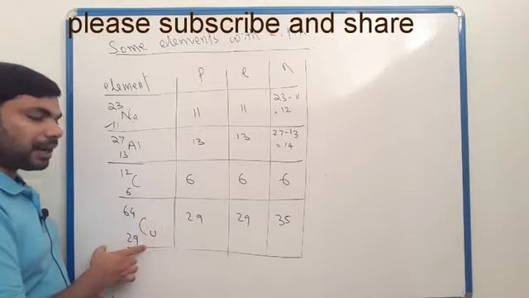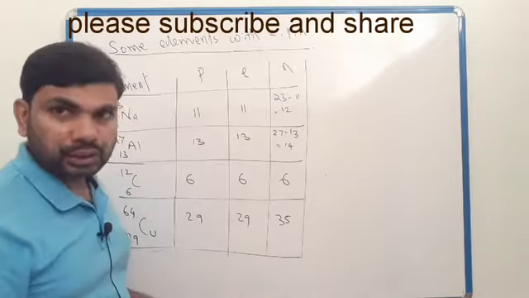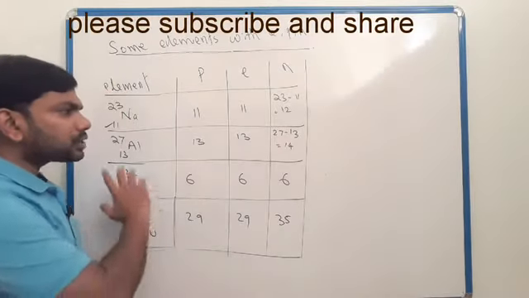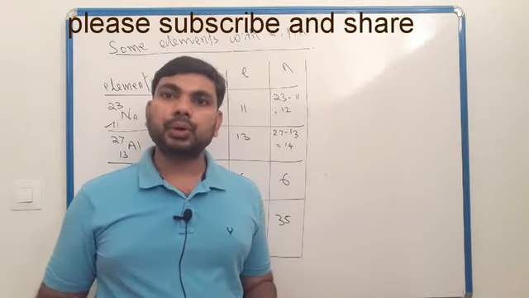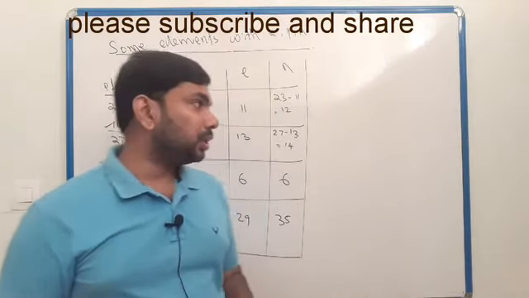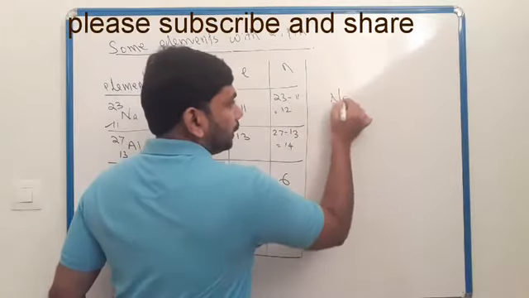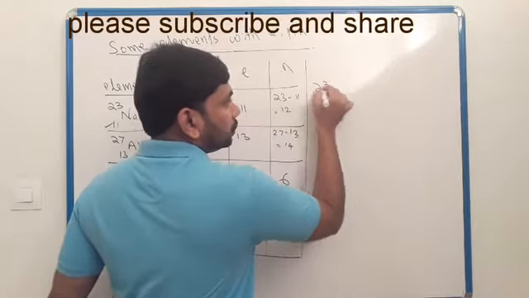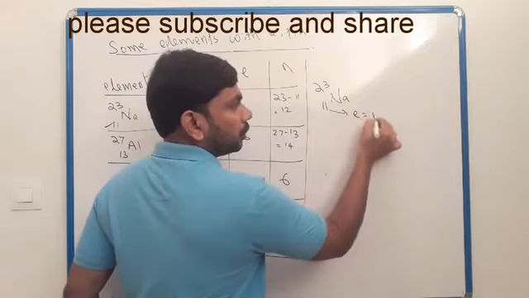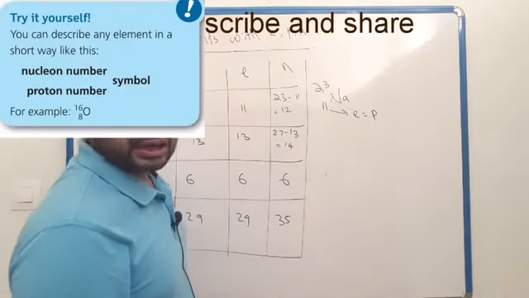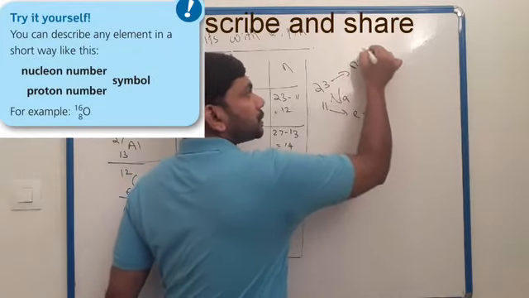Copper 64 minus 29, so here 35 neutrons. Clear? So using the periodic table you can find the number of neutrons, protons and electrons. Look here, this is the mass number. Sodium: atomic number 11 and mass number 23. The atomic number is equal to the number of electrons and also the number of protons. Clear? And this is the mass number, neutrons plus protons.